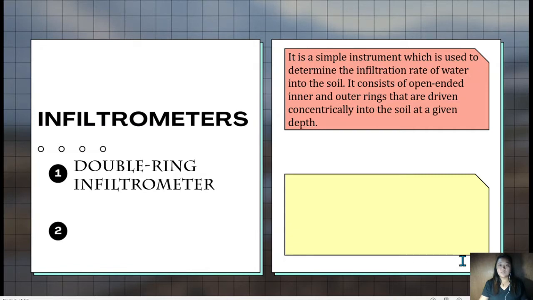The inner ring must be significantly smaller than the outer ring. The diameter of the rings is typically 20 cm for the inner ring and 30 cm for the outer ring. The penetration depth of the metallic rings is usually limited to 5 cm to minimize soil disturbance. Also, the double ring infiltrometer minimizes the error arising from lateral flow of water compared to the single ring method.